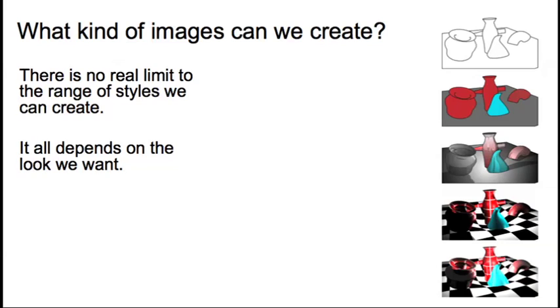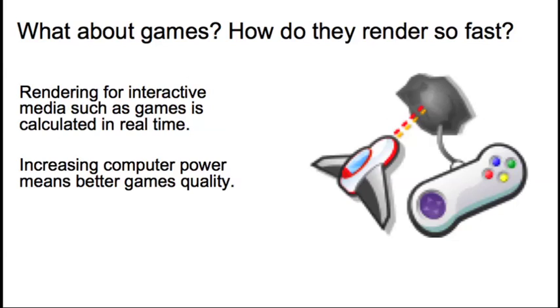Now, of course, rendering for film and TV tends to take a while. We want the maximum quality image that we can get. But if you're playing a video game, you want a renderer which is much, much faster. One of the skills in working in games is creating your materials and your rendering so that everything renders in real time. And now that computer power is so much greater, we have much better games quality than we used to. The rendering for games is nowadays almost instantaneous.